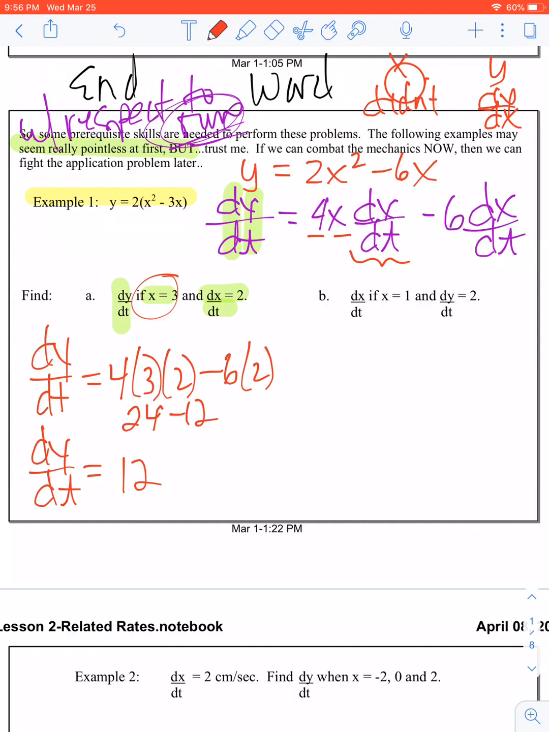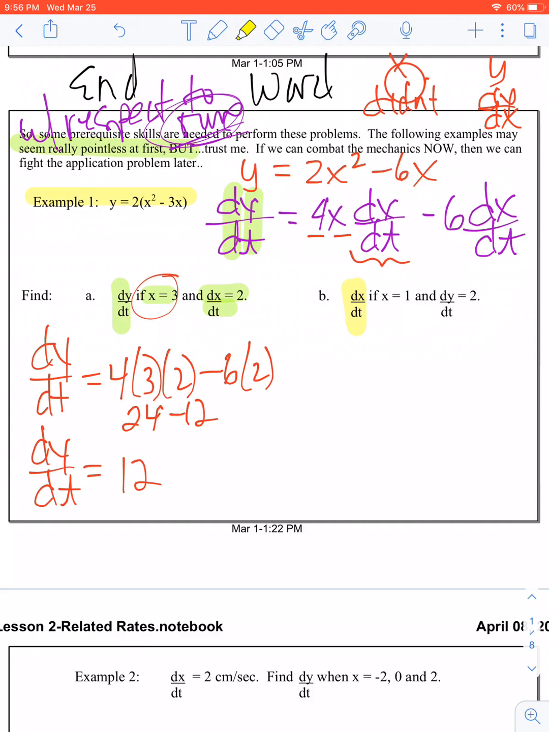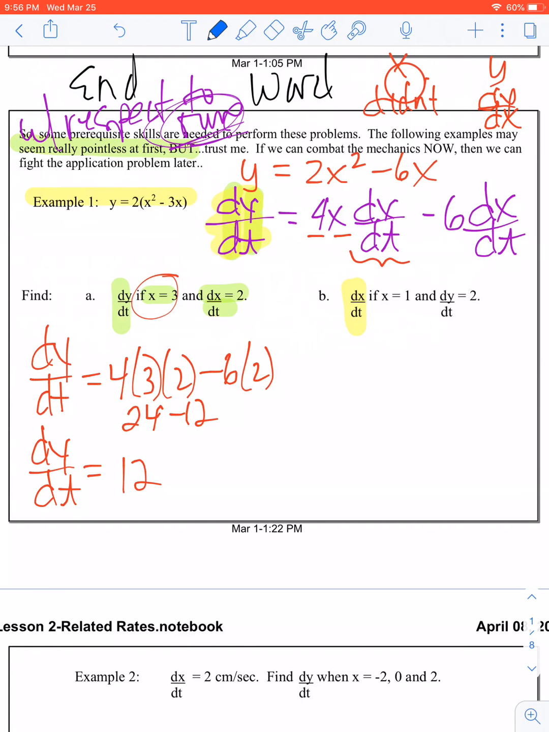B is still going to use our differentiated with respect to time equation. I just changed it up, and instead of asking you what is dy/dt, I've asked you what is dx/dt. So this time I can substitute in a value for dy/dt. dy/dt as given information is 2. They told me x was 1, but I don't know dx/dt. That's what I have to find. And this is just a matter of some algebra.